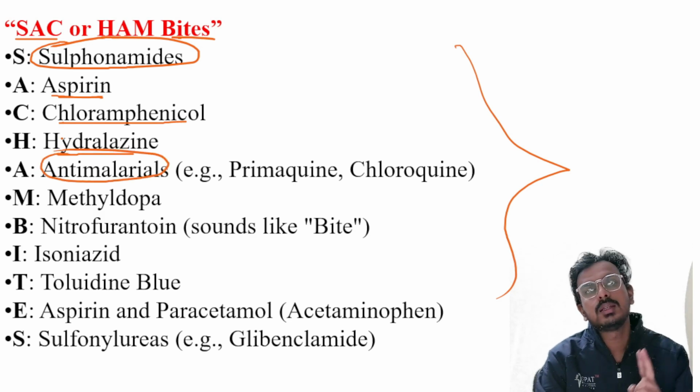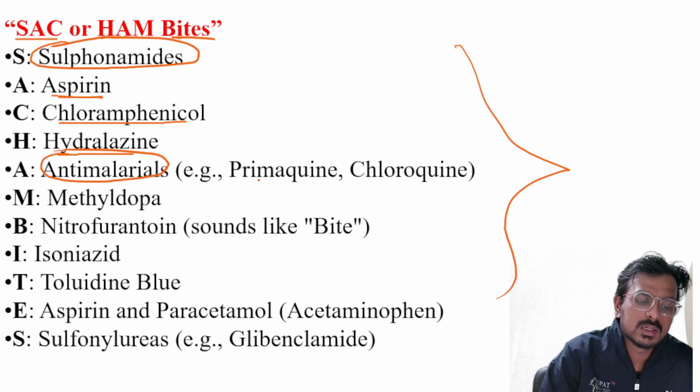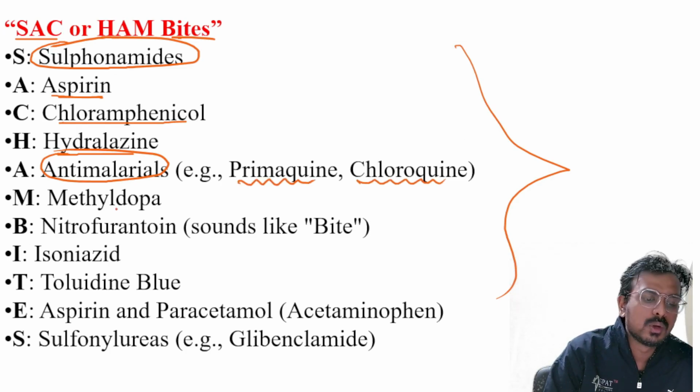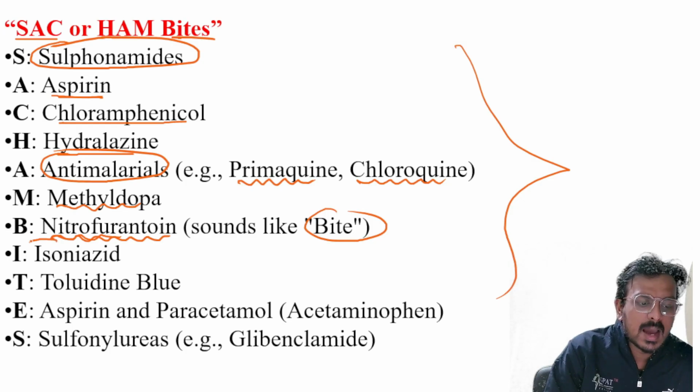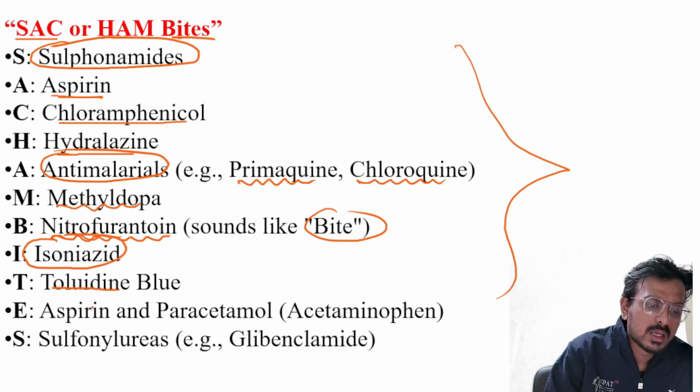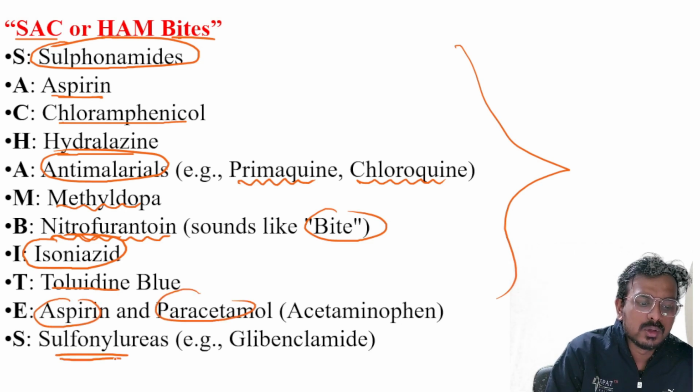Two major drugs that cause G6PD deficiency are primaquine and chloroquine. Next, M stands for methyldopa. Then B sounds like bites, so nitrofurantoin. Nitrofurantoin is an antibiotic used basically in case of urinary tract infection. Isoniazid, an antitubercular drug. Toluidine blue, which is a stain. Other than this, aspirin, paracetamol and the sulfonylurea class of drugs.